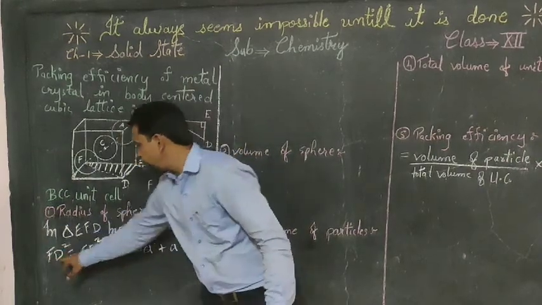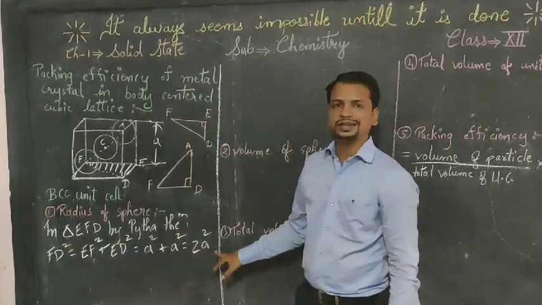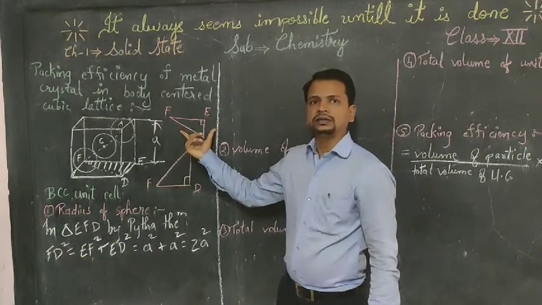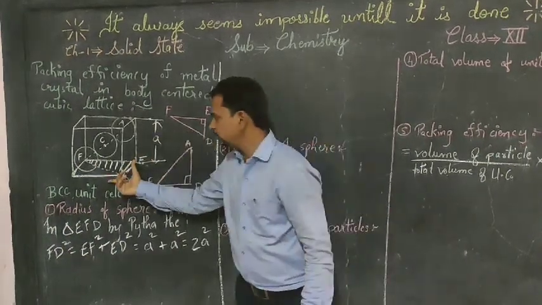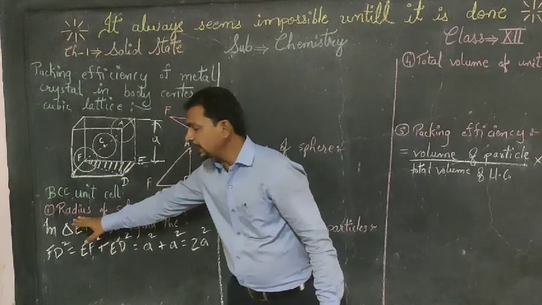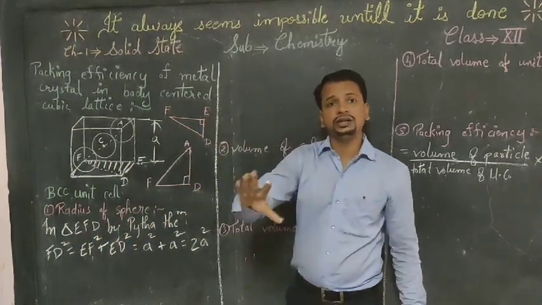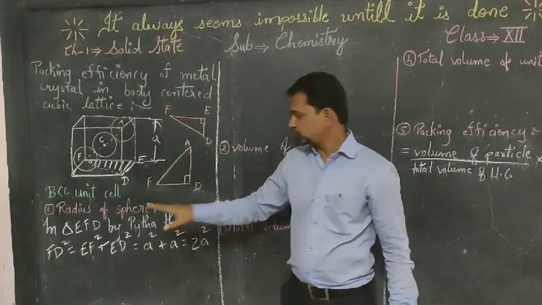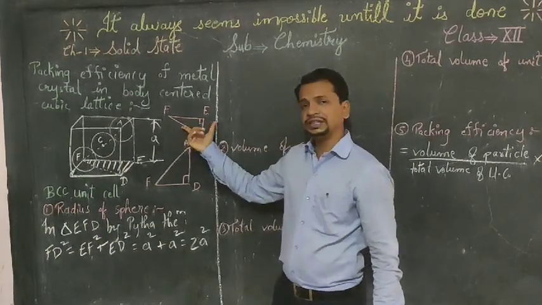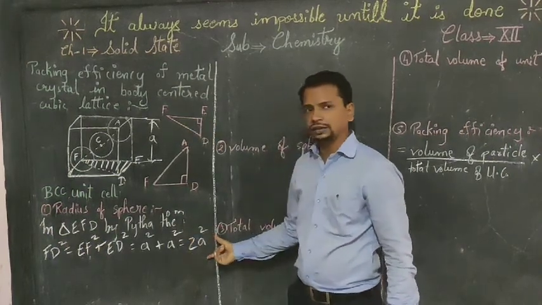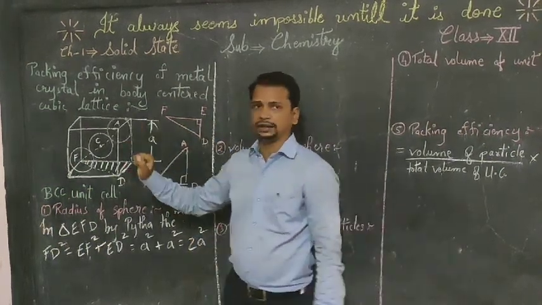So the value of FD square is equal to twice A square. Okay, we have considered this triangle. Now, in this figure, our main aim is to find out the radius of the sphere. Yet we have not found the radius of the sphere. First step we have done: we considered one triangle and applied the Pythagoras theorem. Now we are going to consider another triangle.